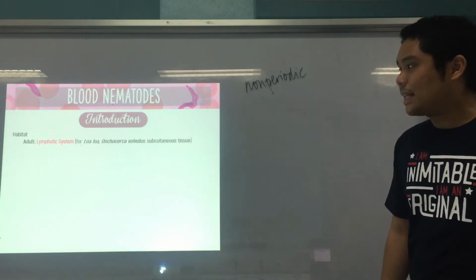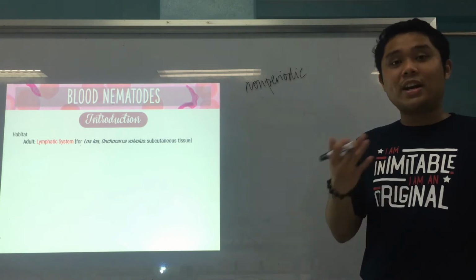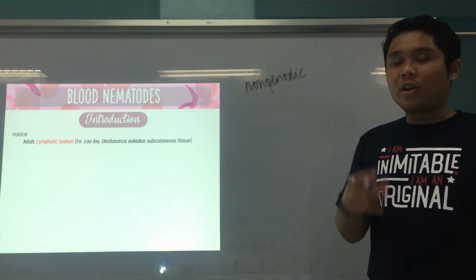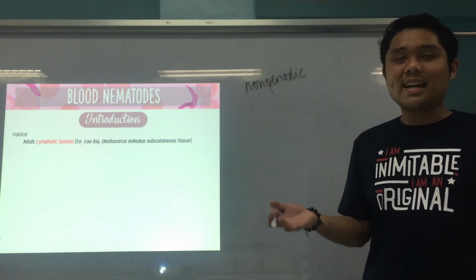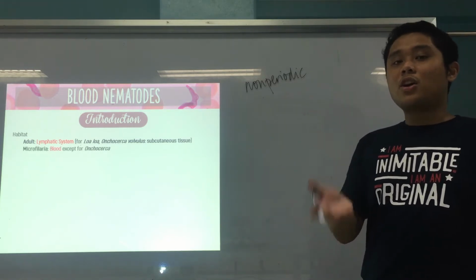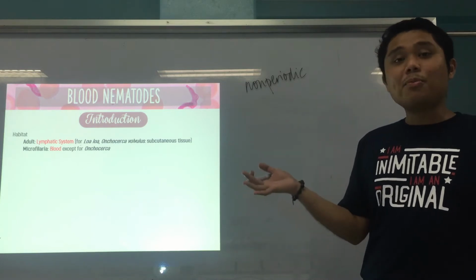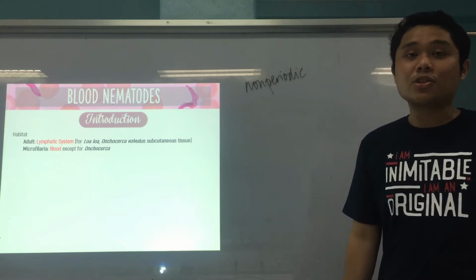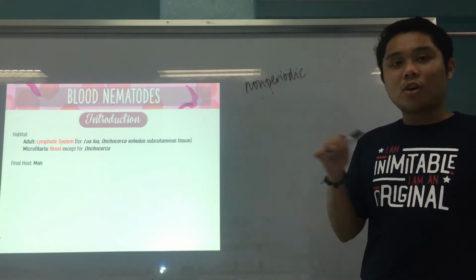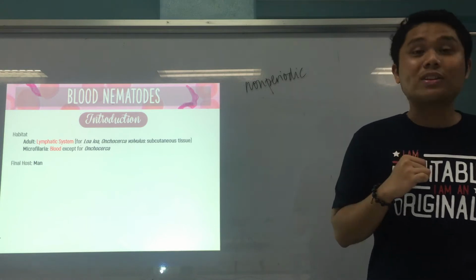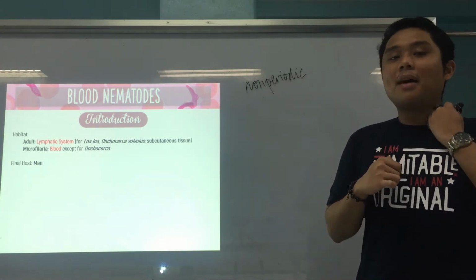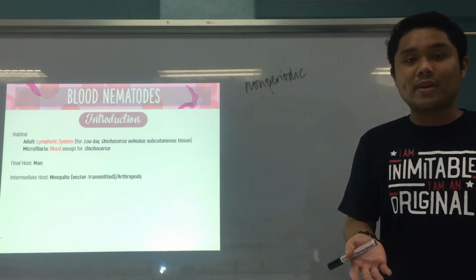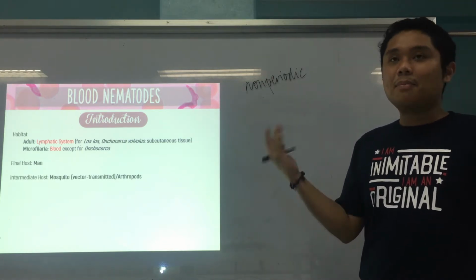Now we go to your habitat. Again, as mentioned, adults live in your lymphatic system, except for Loa loa and Onchocerca volvulus, which reside in your subcutaneous tissues. And for your larvae or Microfilaria, they reside in your blood, except for Onchocerca, which lives in the subcutaneous tissues. The final or definitive host is man. We are the hotel where they multiply and mate. And the intermediate host is usually the mosquito, or other arthropods, which are insects.